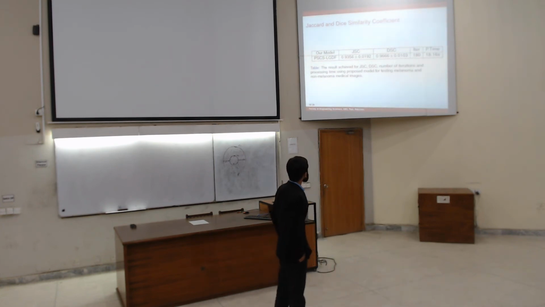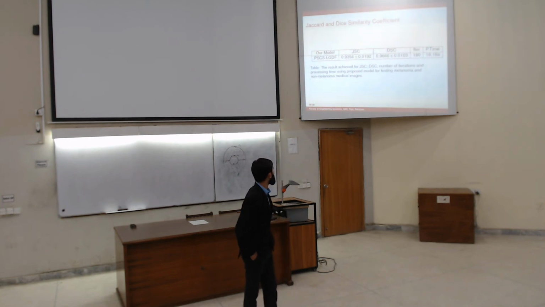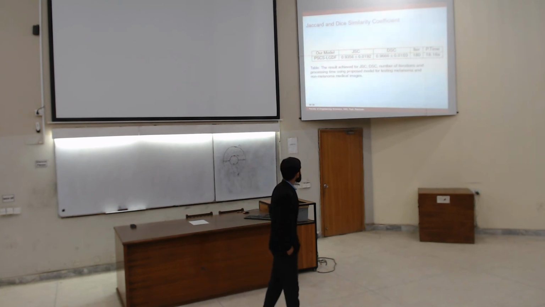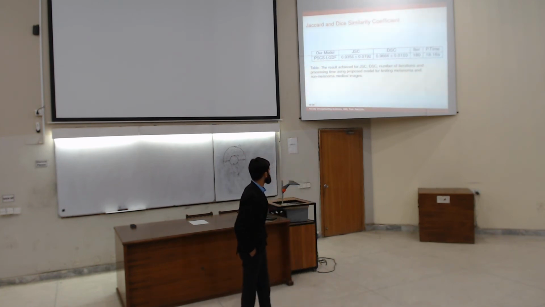The result achieved for the Dice similarity coefficient is shown here. The fourth column represents the number of iterations, and the fifth one is the processing time.